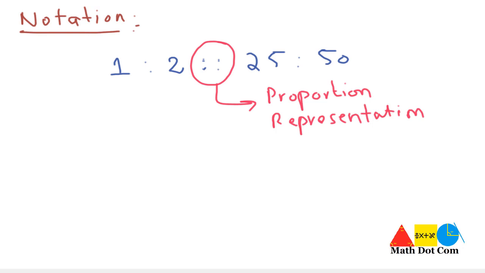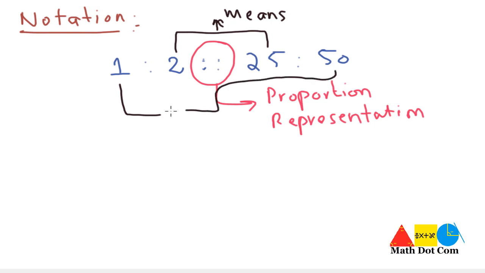Now, how we can read it: these are the means, and these are the extremes. So keep this notation in mind, that the two quantities which are between the first and the last numbers are the means, and the first and the last numbers are the extremes in case of a proportion.